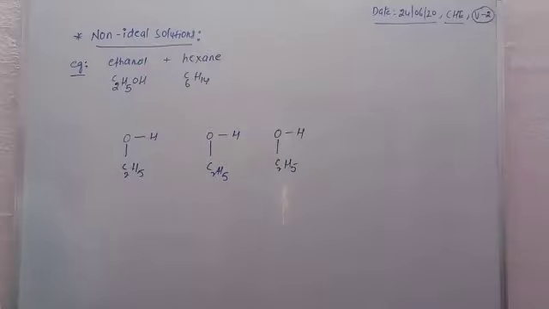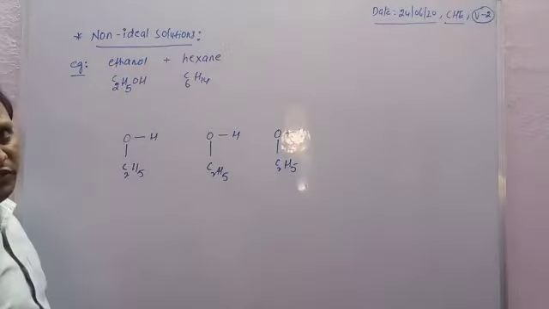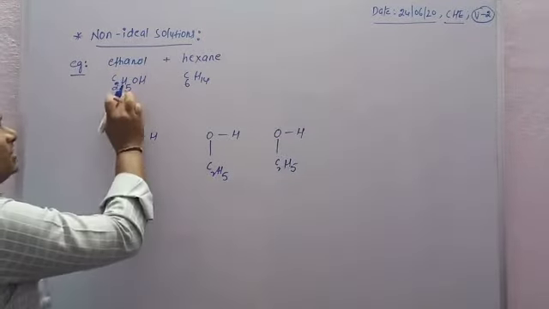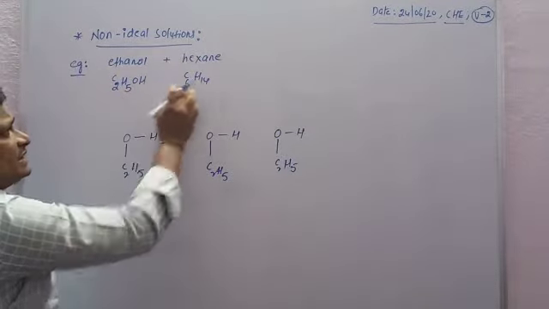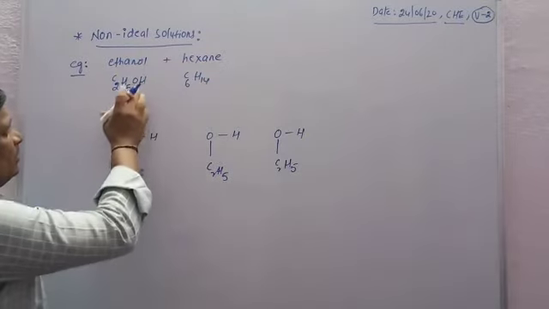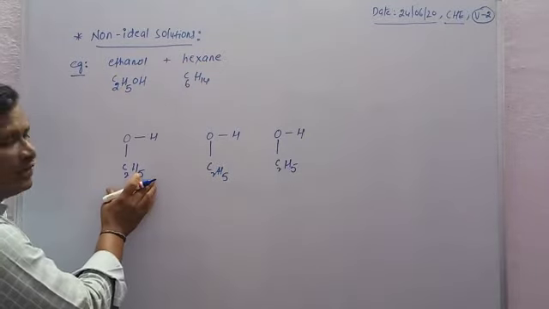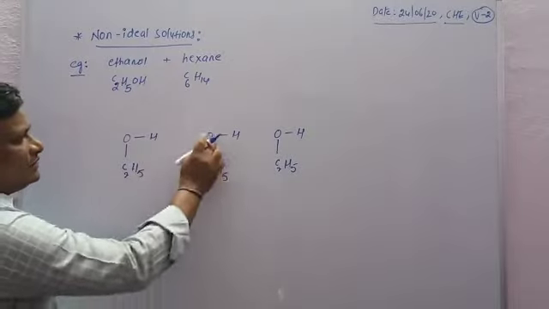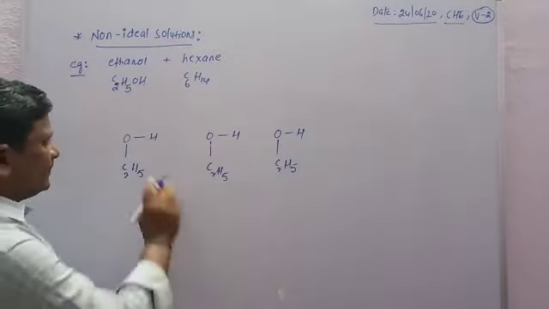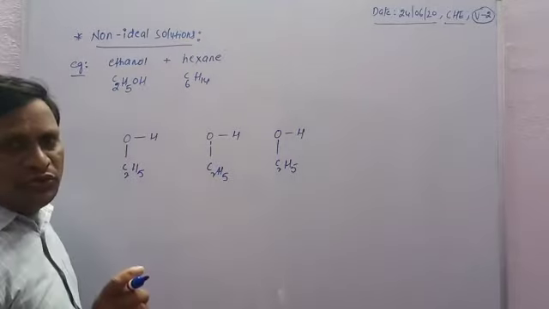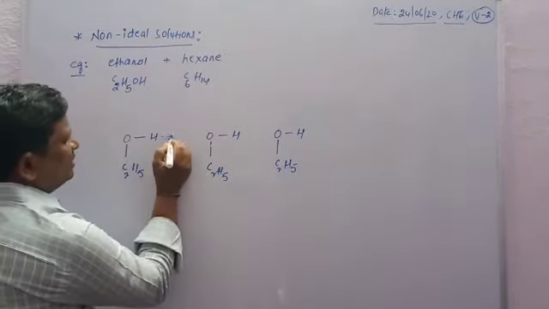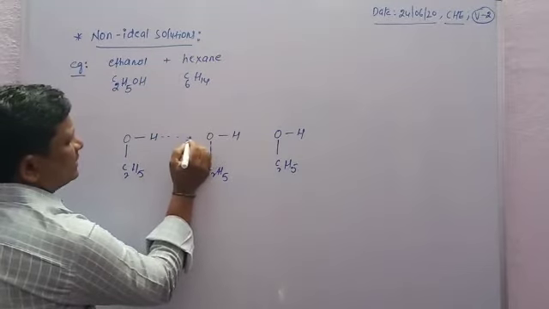So the best example of non-ideal solutions with positive deviation is ethanol, C2H5OH, and hexane, C6H14. Now, this is an ethyl alcohol molecule, C2H5OH. Between two molecules, hydrogen bond is present. Generally, hydrogen bond is denoted with dotted lines.